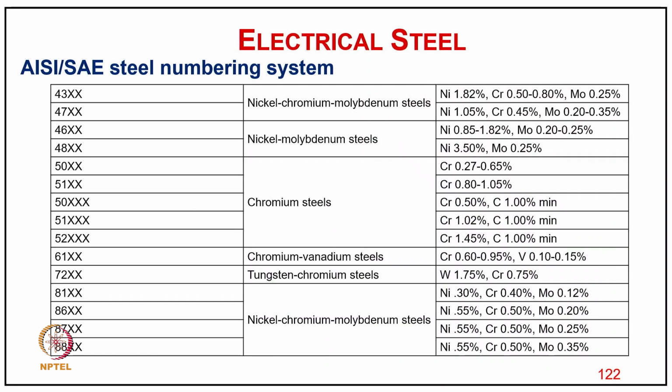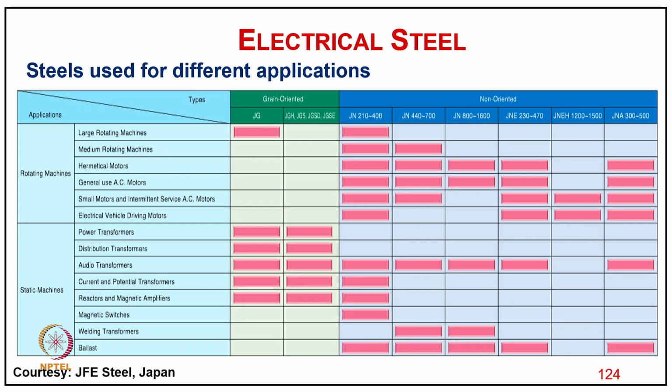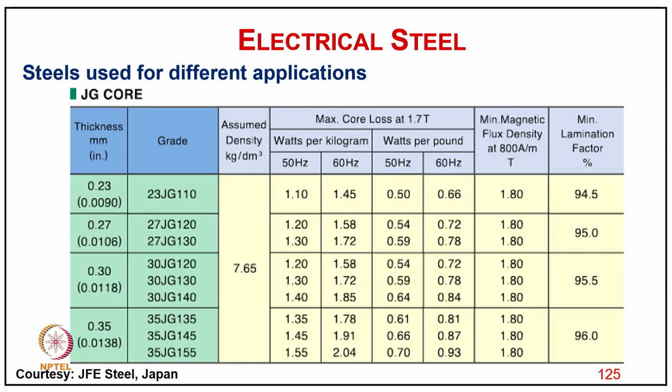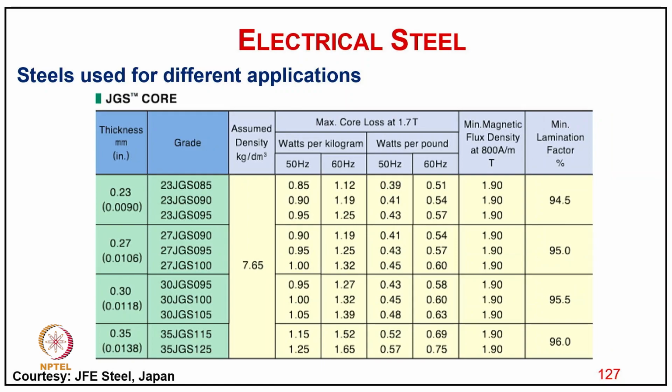So based on this nomenclature, you can see different grades of the different kinds of steels here, and you can see the material properties of these steel laminations. Similarly, we have steels for different applications, for large rotating machines, medium rotating machines, hermetic machines, and for static machines like transformers of different types, by JFE steel laminations from Japan. Then we have JG cores used for different applications at different frequencies, with the maximum flux density of that order, and the density of this ferromagnetic material. So these are the properties of different grades of steel coming from different countries, like Japan, for use in different applications.